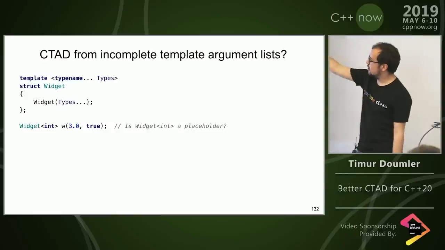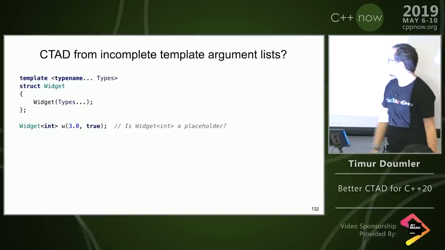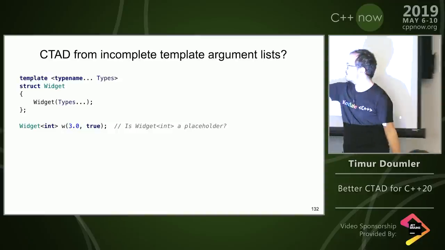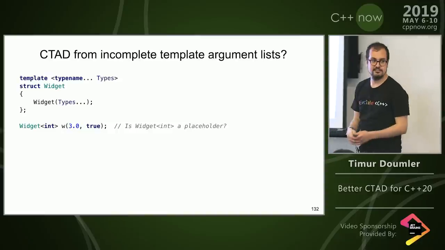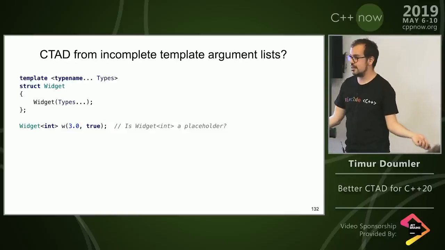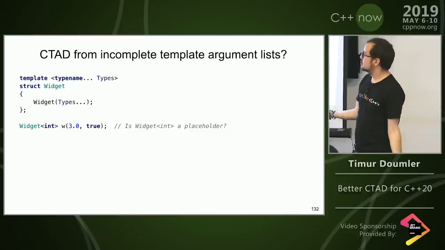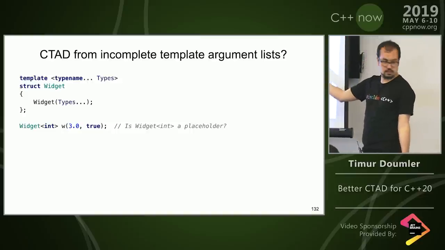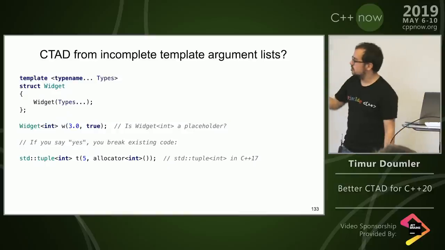But what happens if you have this? So is this now a placeholder type? Is this a complete or an incomplete template argument list? You have to choose. You don't know. There's no right answer. You have to choose. If you say it is, you're instantly going to break code.